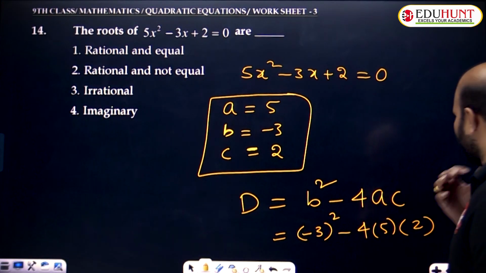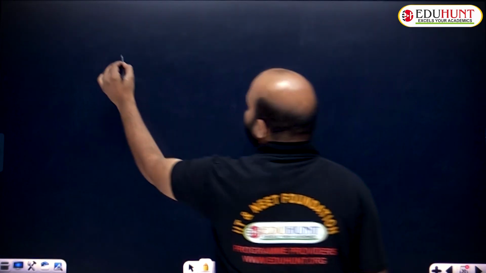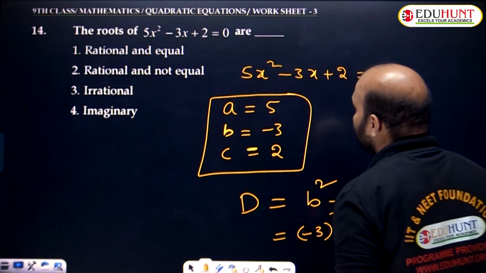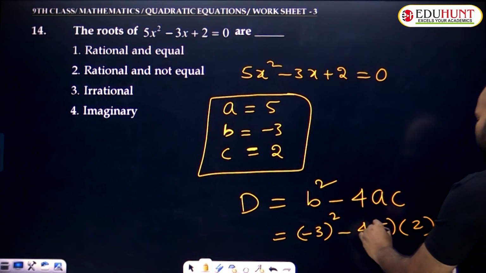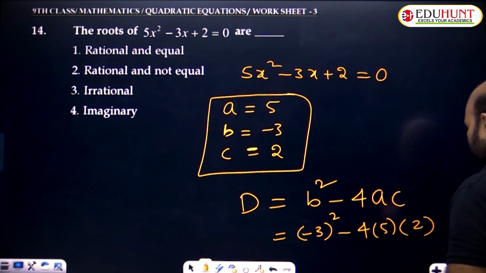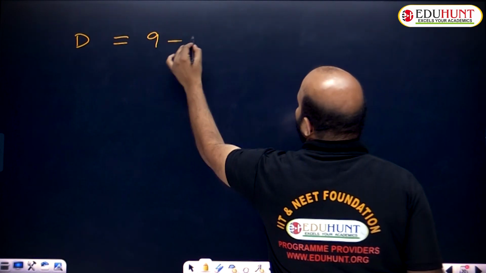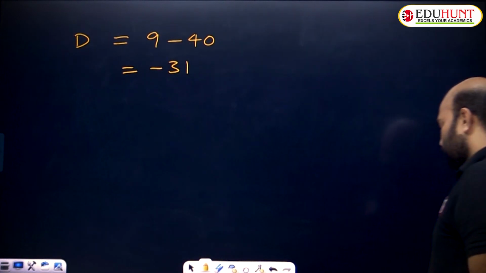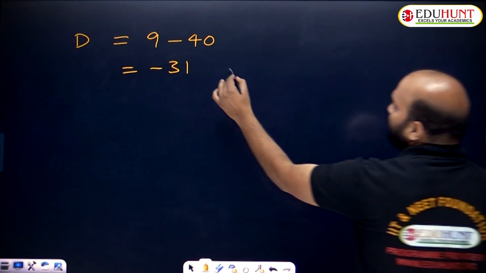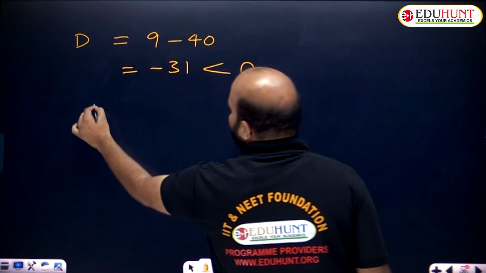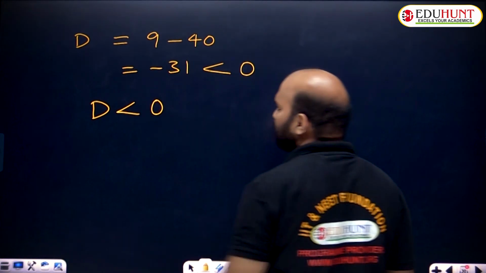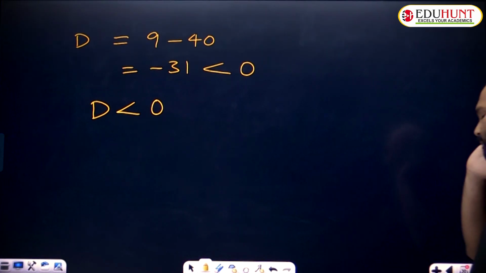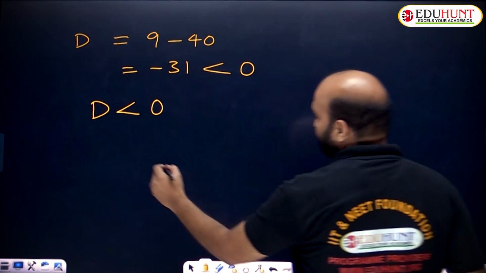Am I clear? So minus 3 whole square. The discriminant equals minus 3 whole square, 9, and minus 4 into 5, 20, 20 into 2, 40, minus 40. What is the value? Minus 31. So the D value is minus 31, it is less than 0. So D is less than 0. What am I getting? The discriminant value is less than 0. The roots of the quadratic equation are imaginary.